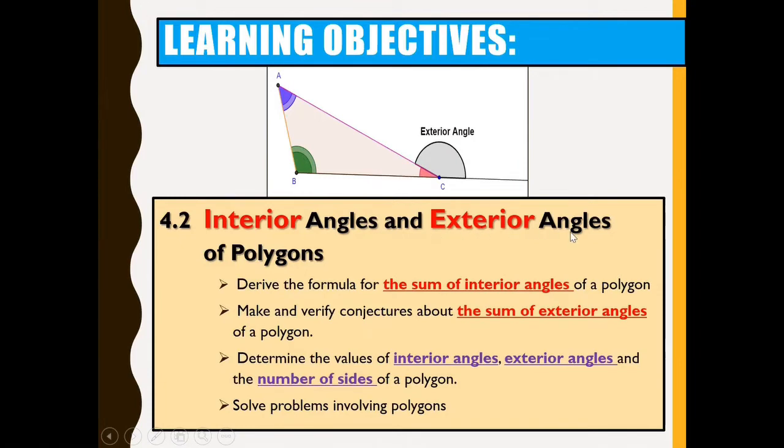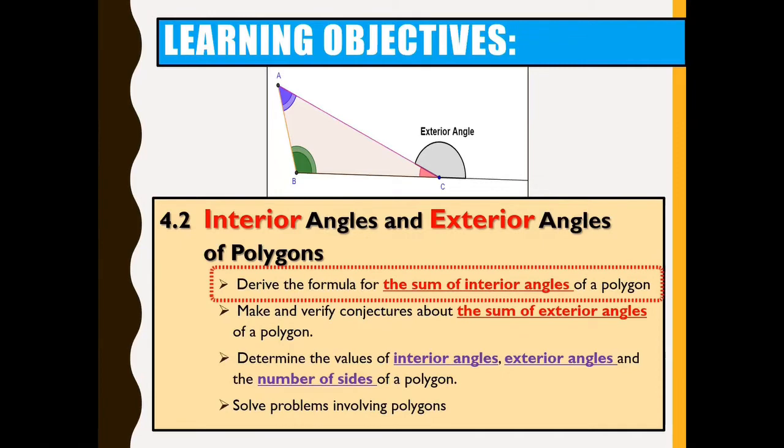However, exterior angles, the word "ex", means outside. When we extend the straight lines, the angle formed outside the polygon, this angle, we call exterior angles. So in Form 2, first of all, in this part, we are going to learn how to derive the formula for the sum of the interior angles of a polygon.